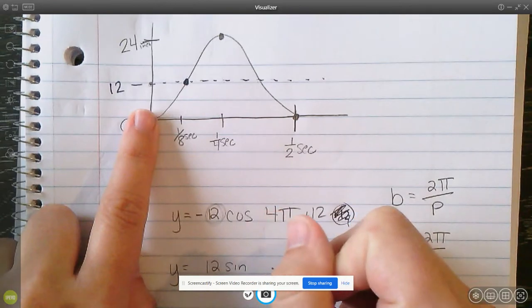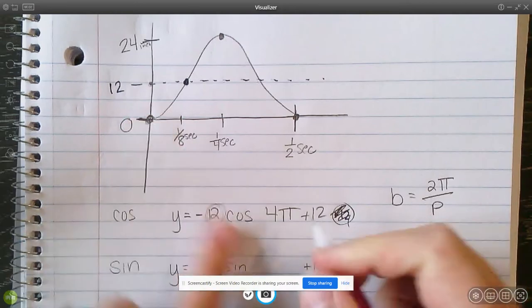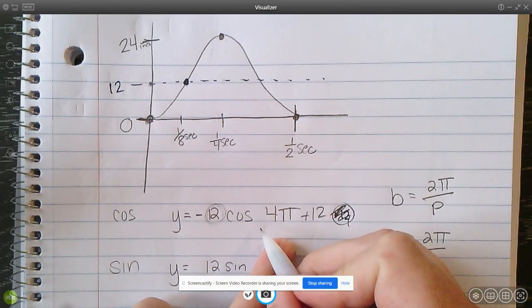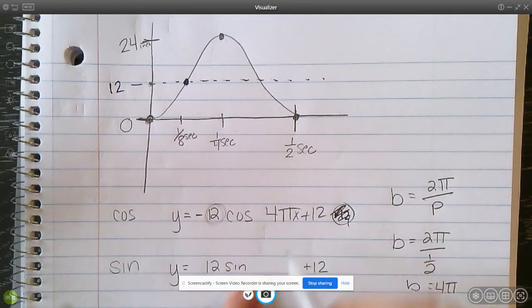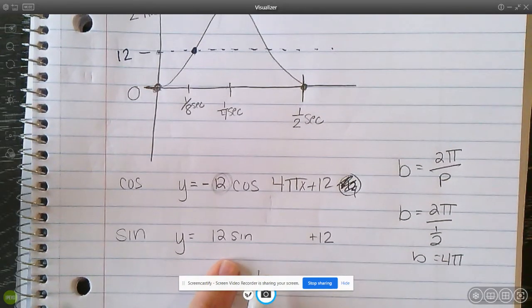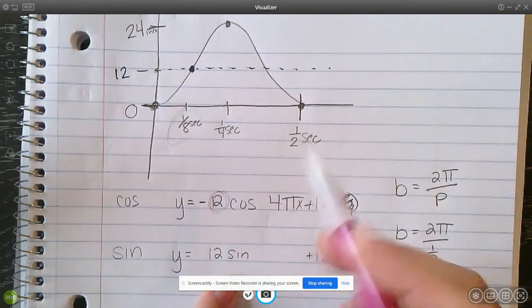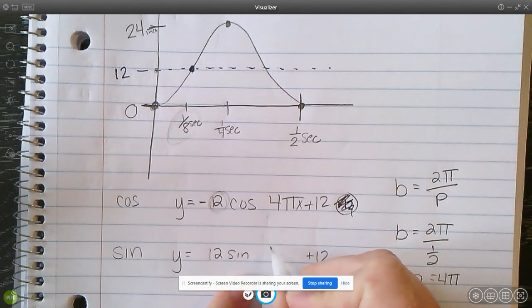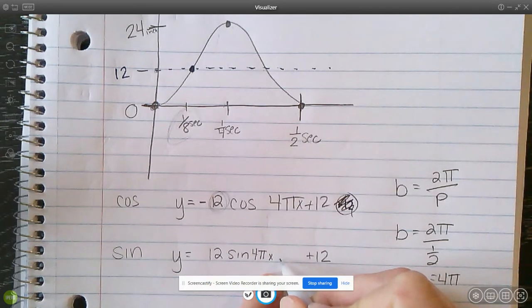Oh my gosh, in this first one, sorry, I got really distracted. X, don't forget your X in there. Okay, going back down here, so we have 12 sine. We're going to move this back. Our B value is going to be the same. So that's 4 pi x, and then minus 1/8.